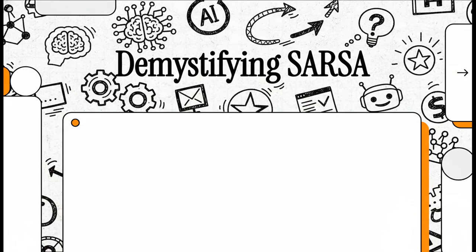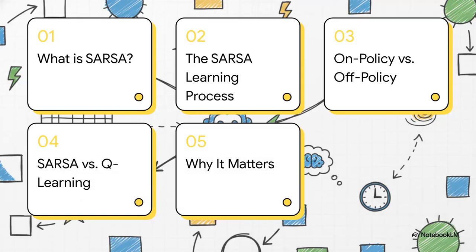All right, welcome. Today we are jumping headfirst into the world of artificial intelligence to really demystify SARSA. It's a super important algorithm in reinforcement learning that basically teaches machines how to learn from trial and error. Okay, so here's our game plan.